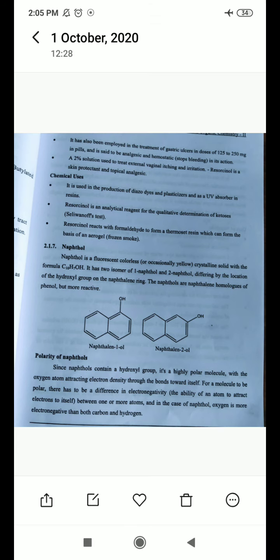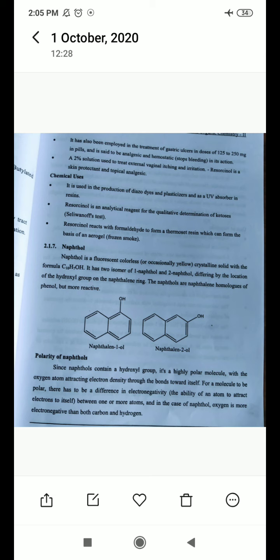Then resorcinol is an analytical reagent for the qualitative determination of ketoses. Sometimes a particular reagent is given a name, like in this case the Selivanov test. You may not know what the composition of the Selivanov test is. If this type of term comes to mind or appears in the syllabus, that is Selivanov's reagent, you should know what the composition of Selivanov's reagent is, and you should search for that.